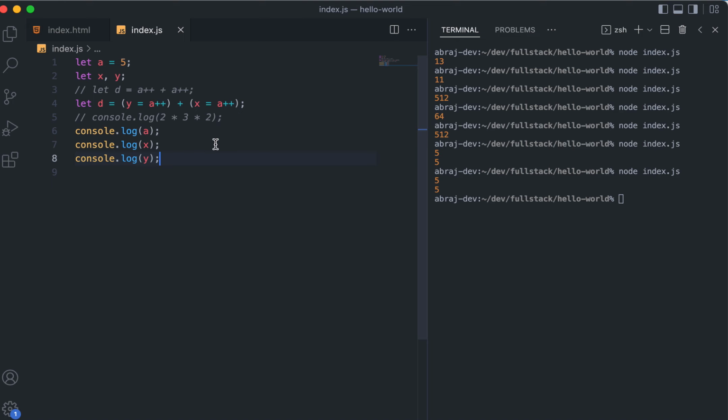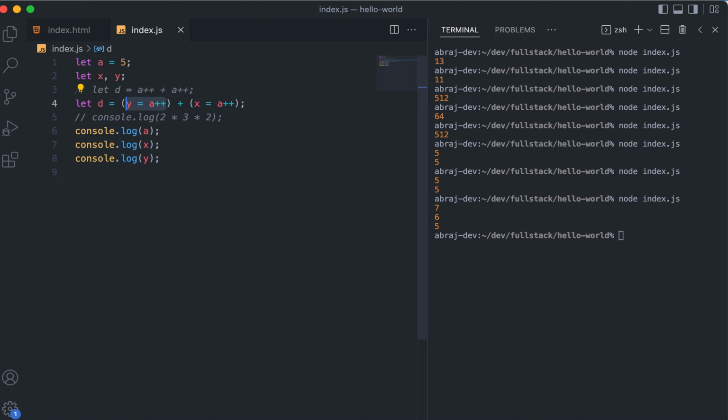So obviously what will be a? A will be plain and simple. Since it is 5 and 2 times we have incremented, then obviously it is going to be 7. That is fine. But the interesting thing is that, see, x is 6 and y is 5. You see, x is 6, which means that this thing is basically executed after this thing. You understand?